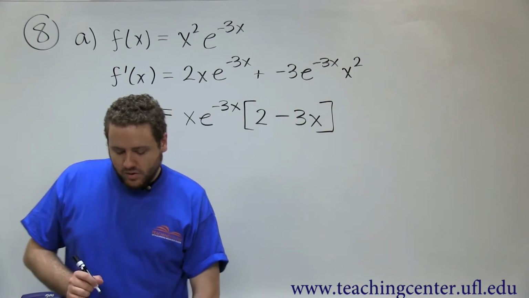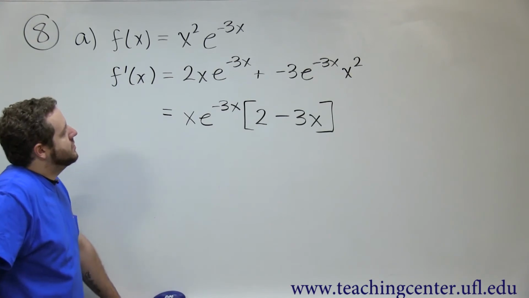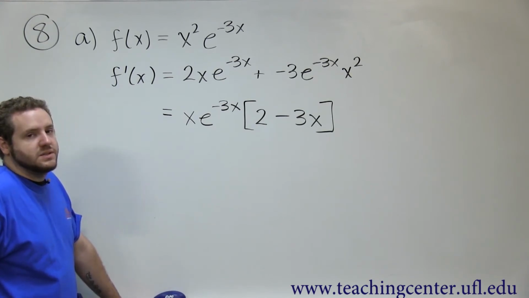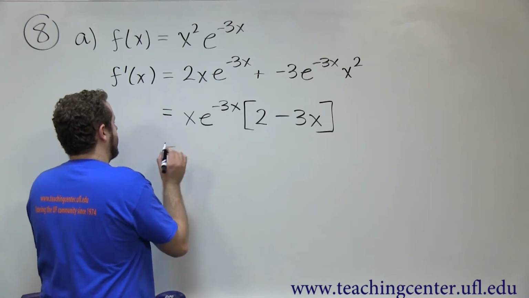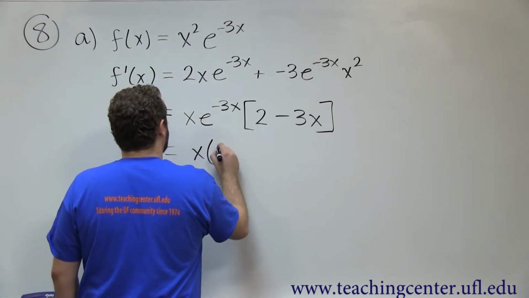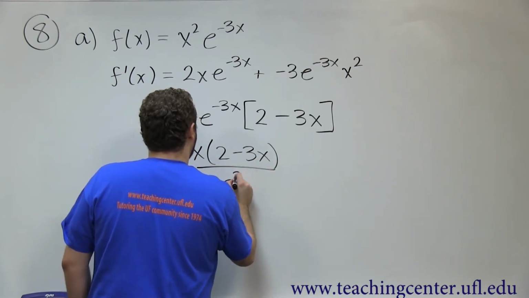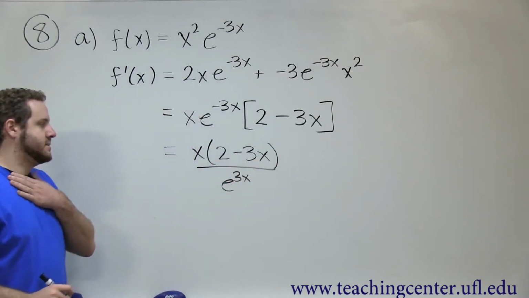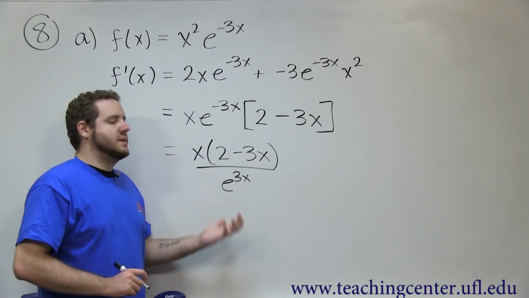So where are our critical numbers, and what are the intervals of increase or decrease? The critical numbers are where this function is 0 or undefined. So let's write this as a fraction since we have an e to the minus power here. This is going to look like x times 2 minus 3x all over e to the 3x. So where is this 0 or undefined?